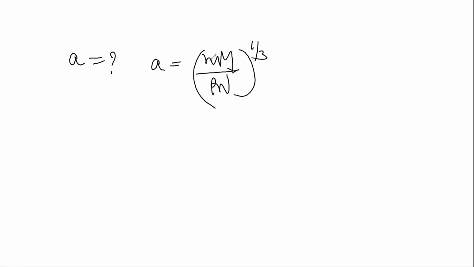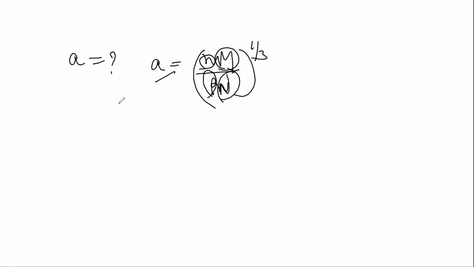Some problems we'll do. We know the calculation of lattice constant. They will ask you for the lattice constant A, and they will give you the values. We know the lattice constant A is given by (nM by rho N) whole power 1 by 3. We derived it in your previous classes. Here n is the number of molecules or atoms, or lattice points per unit cell, M is the molecular weight of the element, rho is the density, and N is the Avogadro number. From this we can easily calculate the lattice constant A.